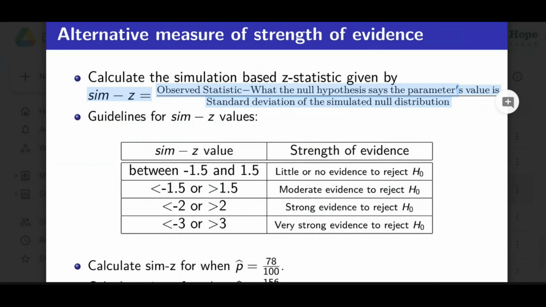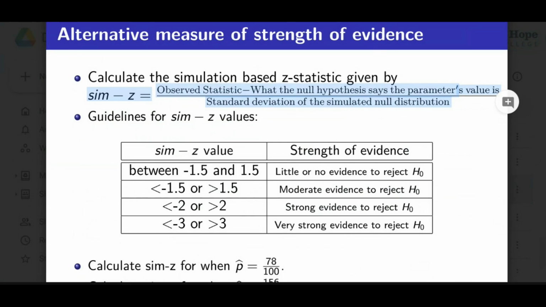SIMZ, the larger it gets in size, we don't care about the sign, the larger SIMZ gets absolutely, the stronger the evidence is to reject the null. Sometimes that makes SIMZ a bit more intuitive. Does that make sense to you? If it doesn't, learn it as a rule first. We will see why this makes sense.